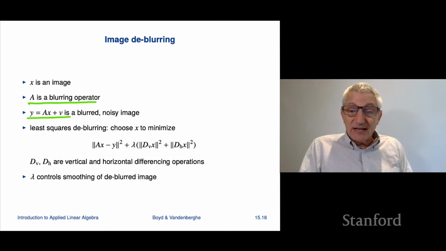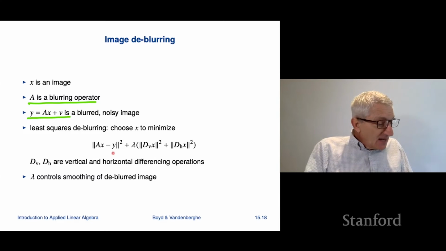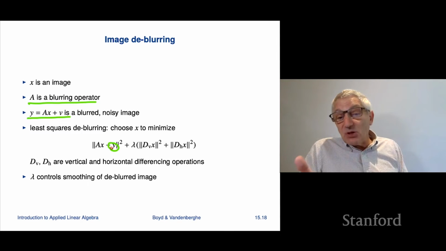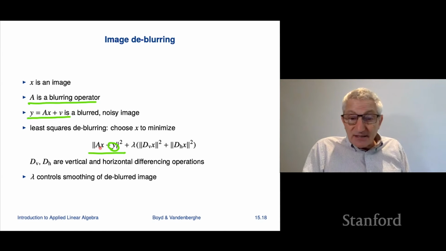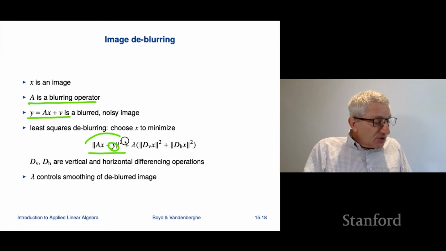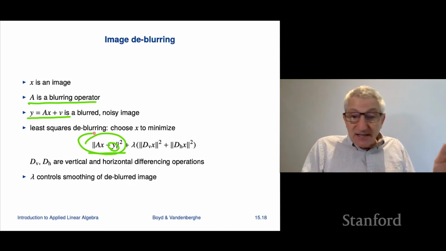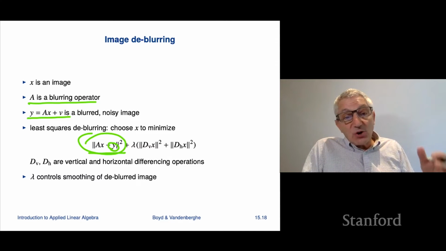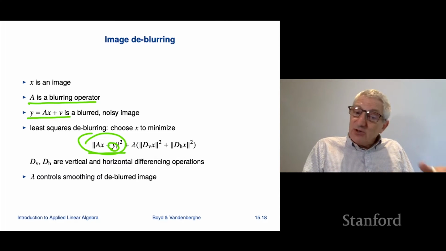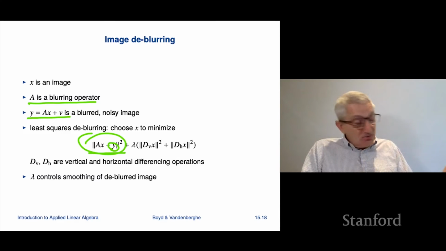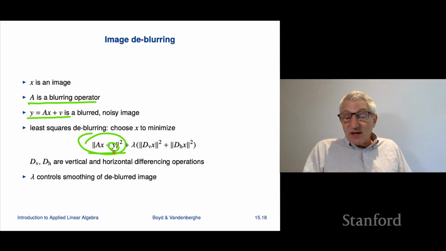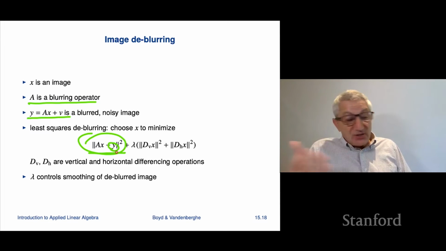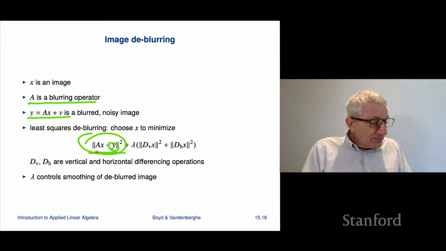Least squares deblurring says this. I'm going to give you y, the blurred image, and I'm going to choose an image x such that, in this first term, Ax is what the image would be if there were no noise. So the first thing I want is to choose x so that what the image would be without noise is at least close to what I actually observed. That's the first term.